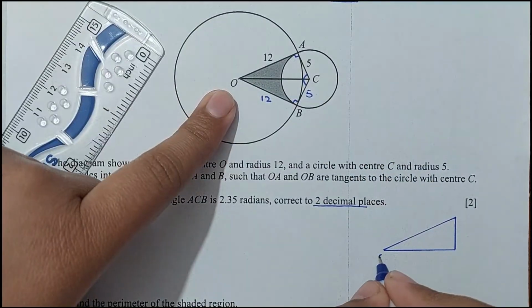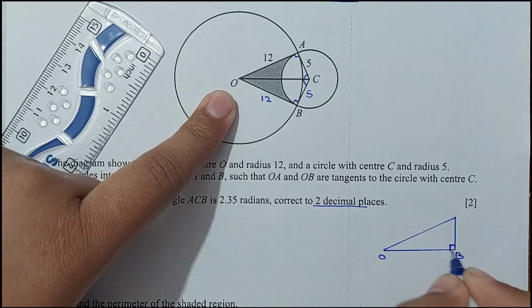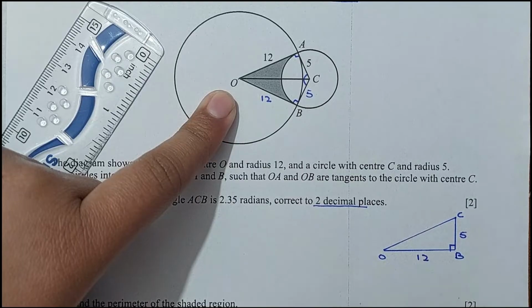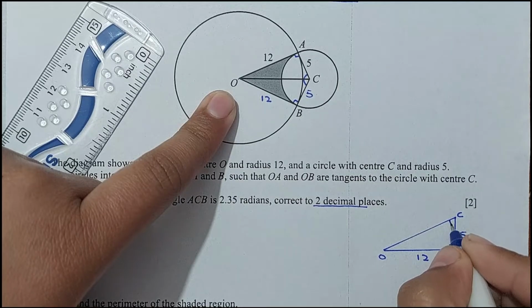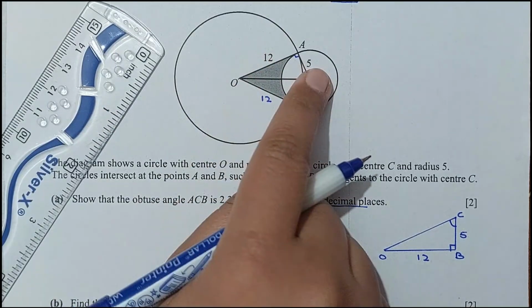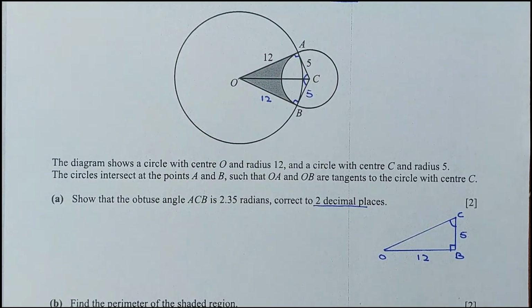Okay, we have O, B is the right angle and C. This is 5 and this length is 12, we have given. We have to find this angle. You can see the other one is also the same, 12 and 5, and the other angle. So times it by 2.